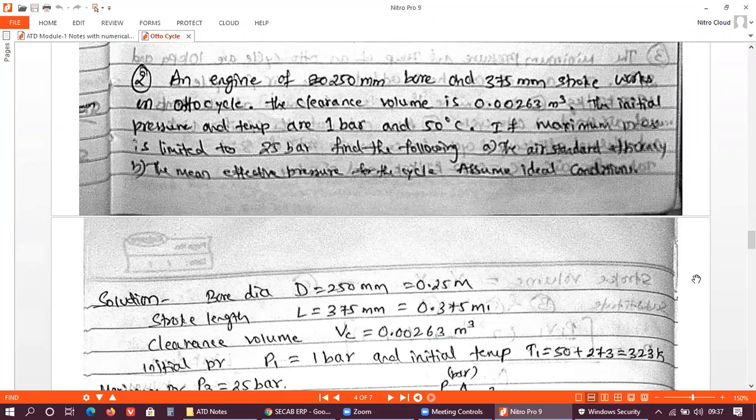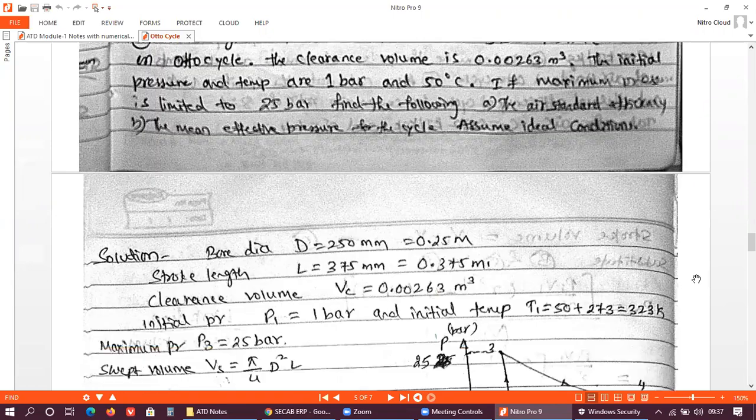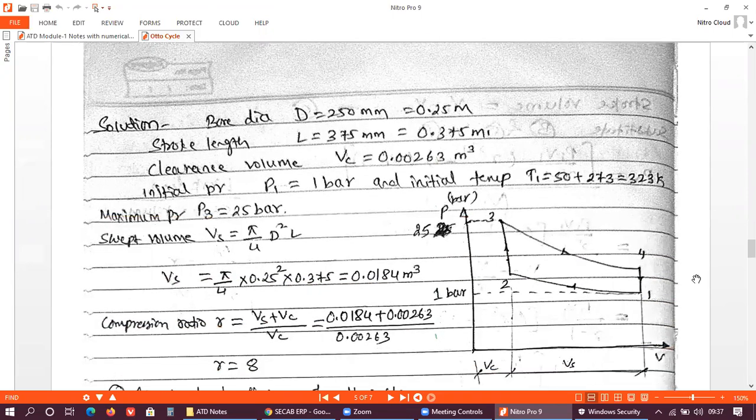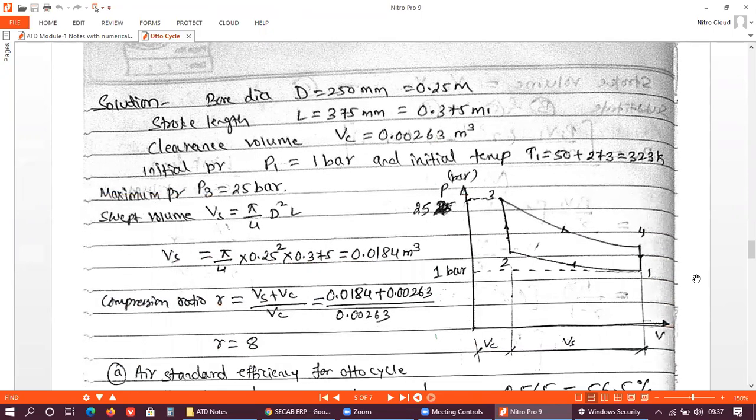Find, what are the things to be found here? We have to calculate the air standard efficiency. Then we need to calculate the mean effective pressure of the cycle. Assume ideal conditions. So we'll extract the given data here. Bore diameter is 250, that is 0.25 meters. Stroke length is 375, that is 0.375 meters.